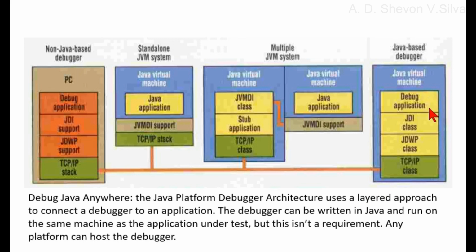Here the debug application, JDI class, JDWP class, and TCP/IP class are inside the Java based debugger. The debug application interacts with the JDI class, which interacts with the JDWP class, and the JDWP class interacts with the TCP/IP class. The TCP/IP class interacts with the TCP/IP class in the multiple JVM system, the TCP/IP stack in the standalone JVM system, and the TCP/IP stack in the non-Java based debugger.